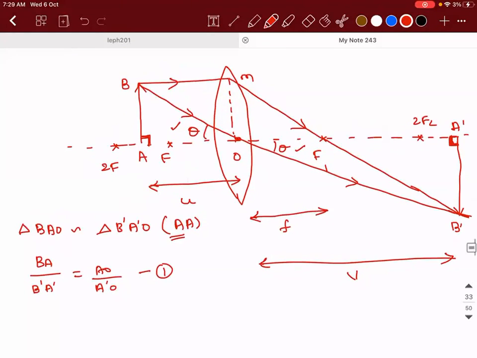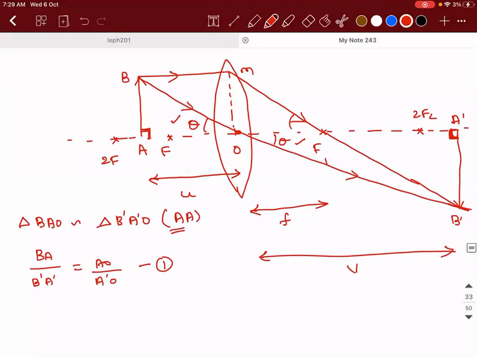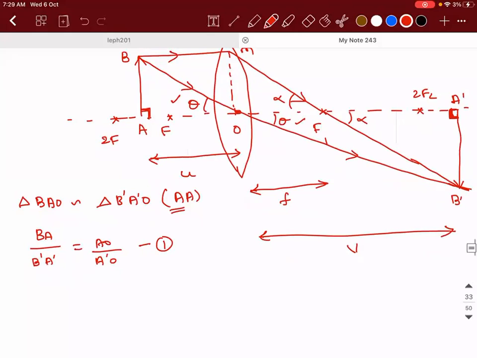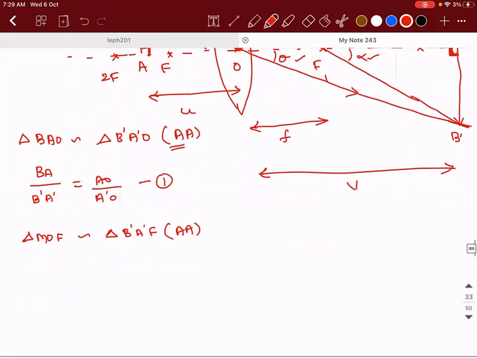Similarly, tell me the other set of triangles that you can see similar. If I take this angle as alpha, then this angle will also be alpha. Then I can say triangle MOF is similar to triangle B dash A dash F. Again with the same criteria A, because these two angles are same and this angle is 90, this angle A dash is 90. So what can I say now? MO divided by B dash A dash is equal to OF divided by A dash F. Accepted?